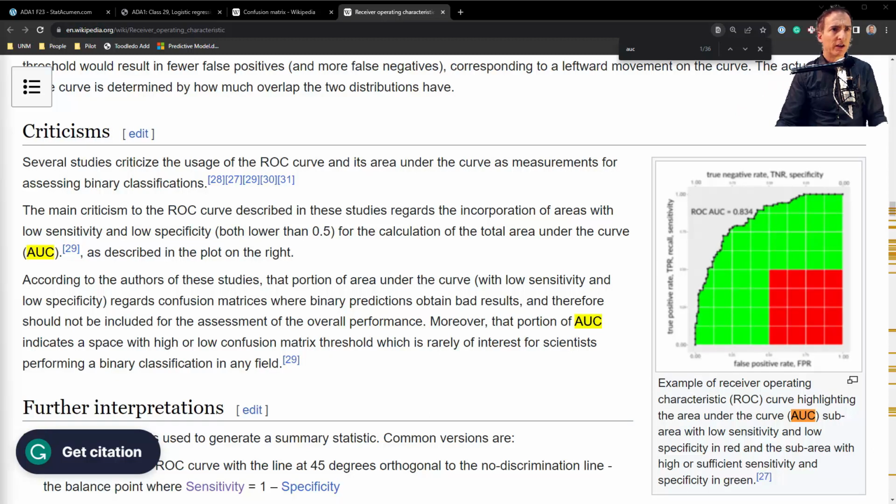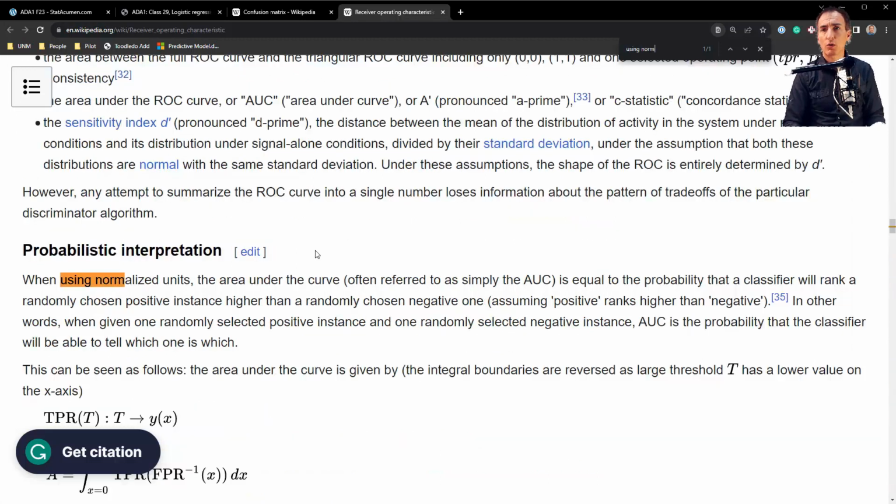In this case, there is a good sentence in here. There is a probabilistic interpretation of the area under the curve. When using normalized units, the area under the curve, which you often just say is AUC, is equal to the probability that a classifier will rank a randomly chosen positive instance, that's like a female, higher than a randomly chosen negative one, a male.